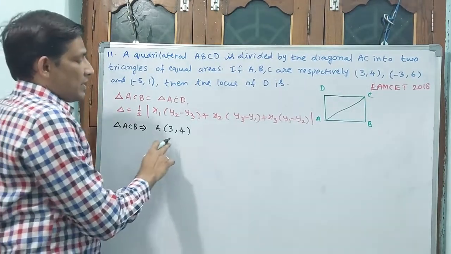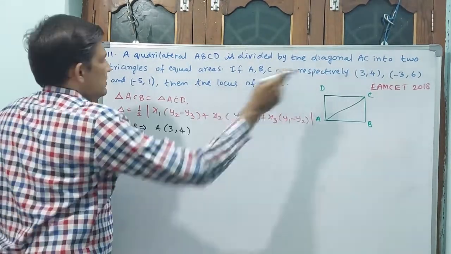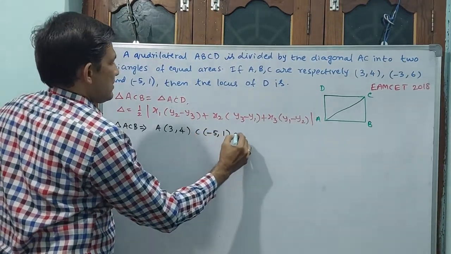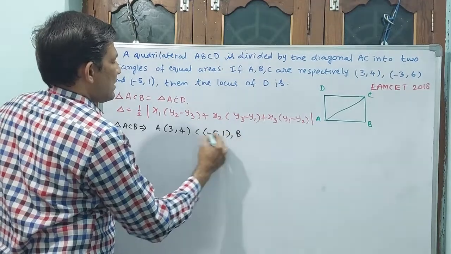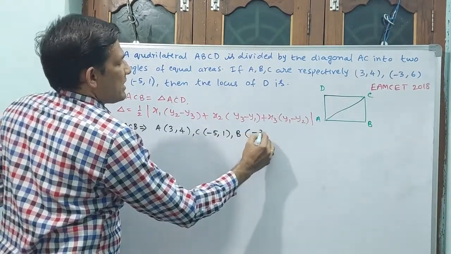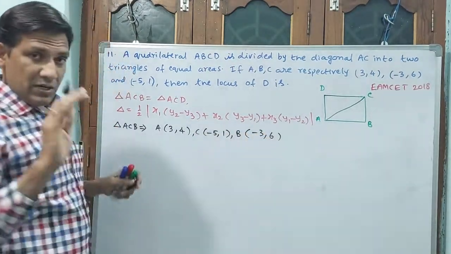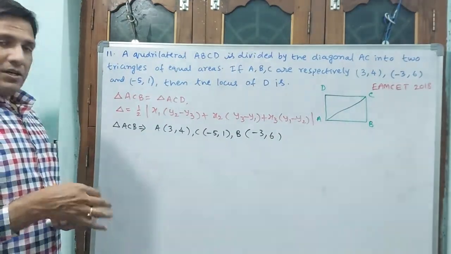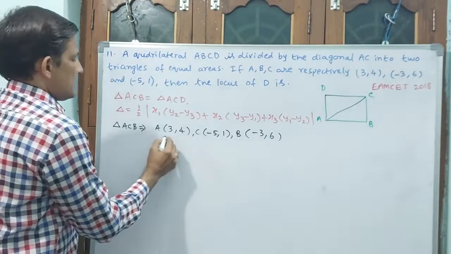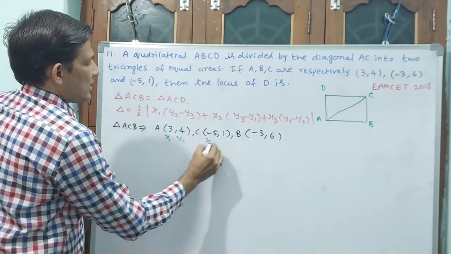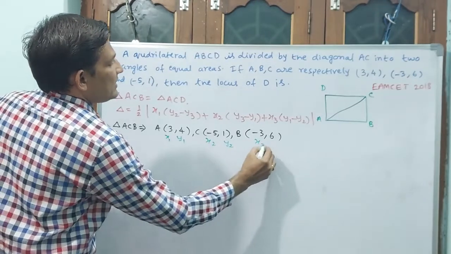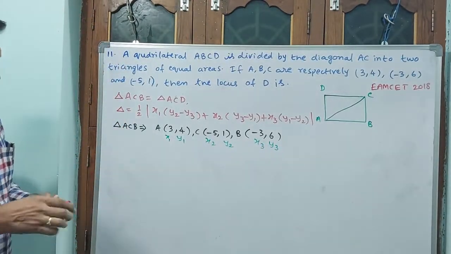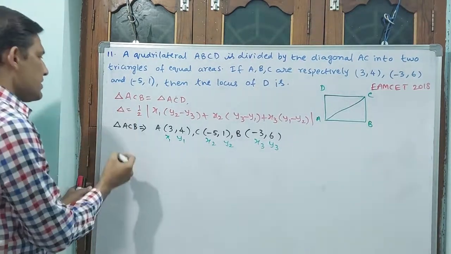A, C, B. C is (-5, 1). Then B is (-3, 6). You have to write this, then only you can put x1, y1 and all. See how I am writing: this is x1, this is y1, x2, y2, x3, y3. Then you apply this formula.